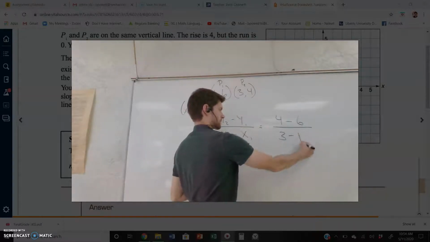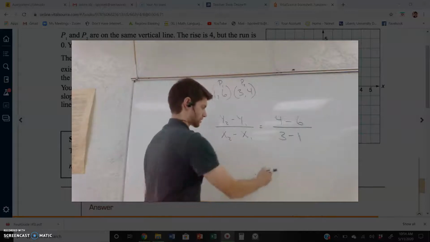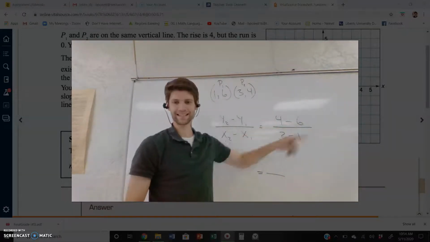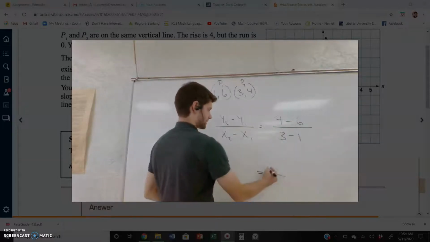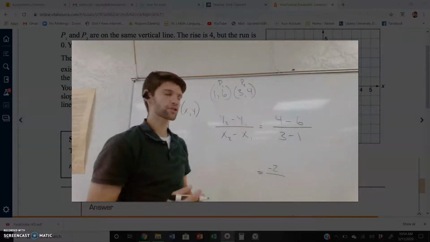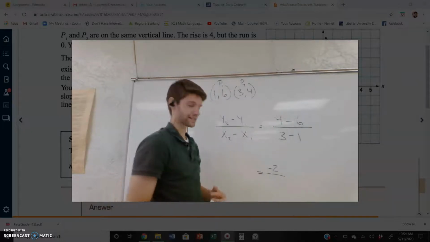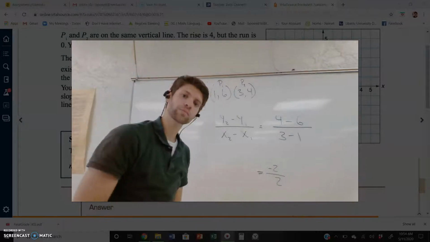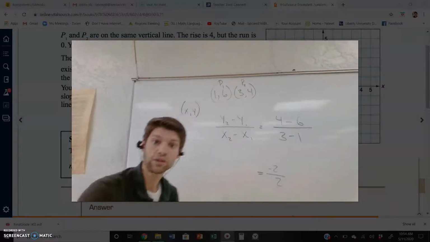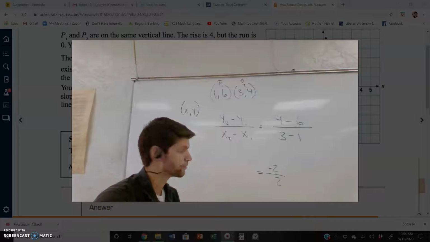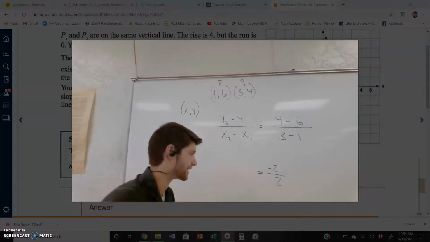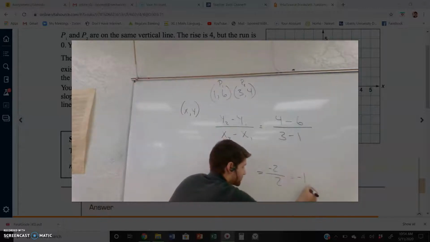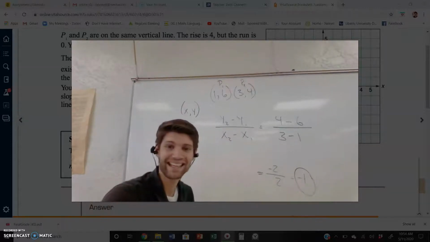Now, I'm about to run out of space, so I'm going to come down here. 4 minus 6 is negative 2. 3 minus 1 is 2. So our answer is negative 2 over 2, but wait, we have to reduce. Can we reduce this? 2 over 2 is 1. Now, we have 1 negative, so it stays negative, and our answer is negative 1.